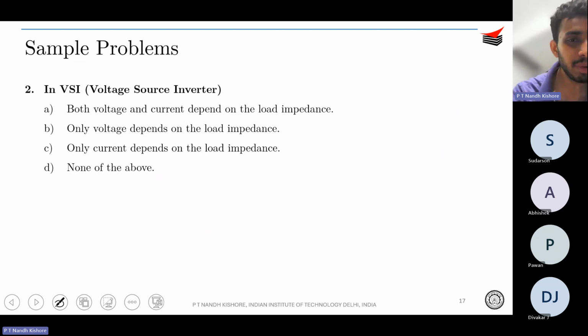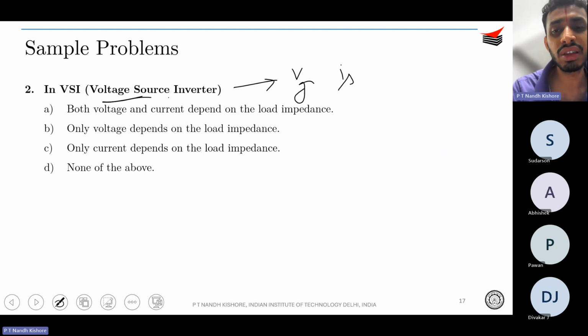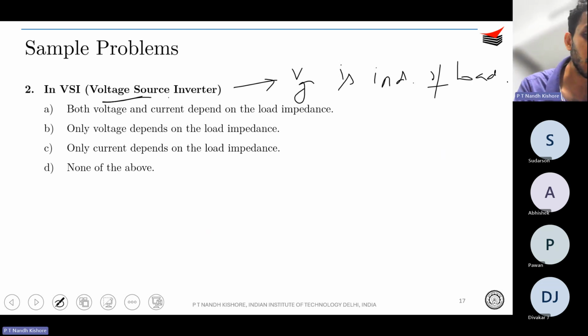Similarly, from the name itself, you can understand. If you are aware of the nomenclature, you can solve this. If it's a voltage source inverter, you understand that voltage is fixed, right? Voltage is independent of the load. Therefore, only current depends on the load impedance. Got it? Voltage is independent. Current, of course, depends on the load impedance.